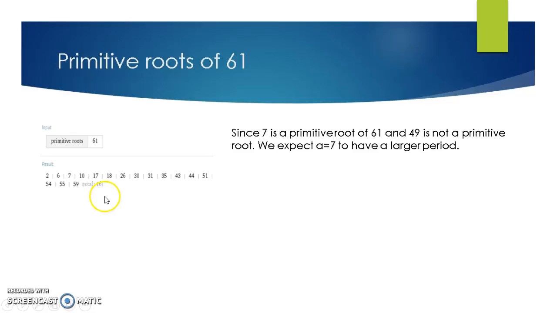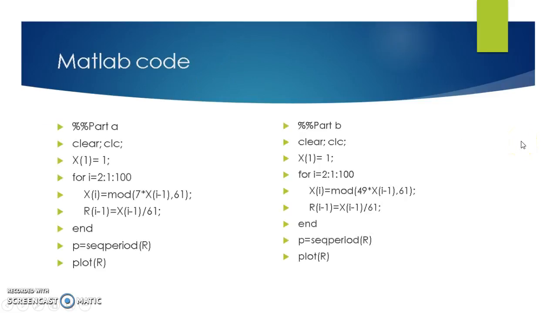I just plugged this into Wolfram Alpha. That's the quickest way to find primitive roots really fast. So I found that 7 is a primitive root of 61, but 49 is not a primitive root of 61, as shown here. A primitive root basically means that the powers of that number cycle through all the residues mod 61, so the power 61 is equal to the power 1 modulo that number. So here's that. And then let's move on to our MATLAB code.